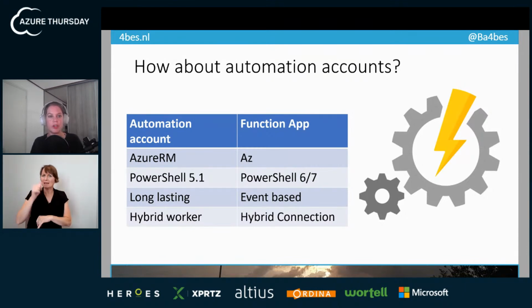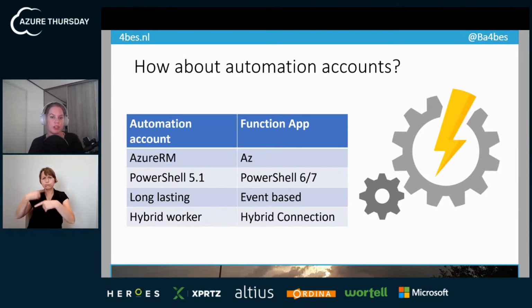And there's one thing where an automation account, in my opinion, wins from a function app without a doubt, and that is for hybrid management, and specifically for Active Directory management. With an automation account, you would install a hybrid worker, and that hybrid worker is just a virtual machine on your on-premise network where you connect the agent to, and you can run scripts in your network, so you can also use it to manage Active Directory.